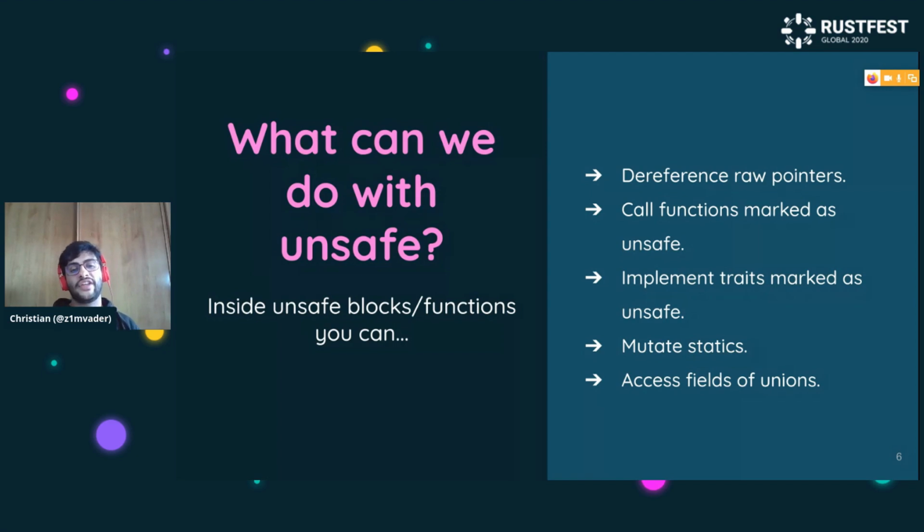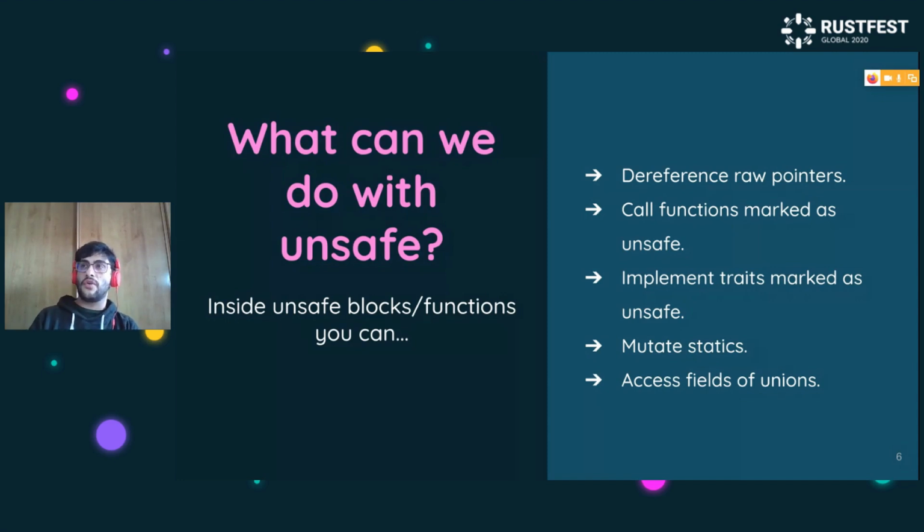So now we can discuss what unsafe can do. Inside unsafe functions or unsafe blocks, either of the two, there is actually not much you can do. You can do only 5 things, no more. You can dereference raw pointers. You can call functions that are marked as unsafe. So if you have a function declared as unsafe fn, you need to use unsafe to call it. You have to do it in an unsafe block or in another unsafe function.